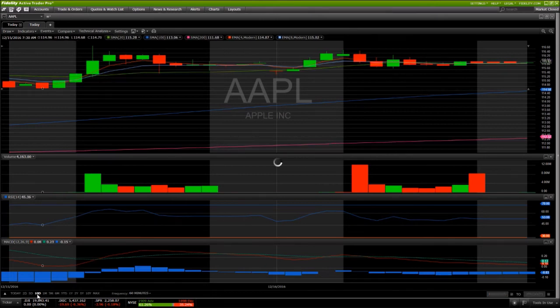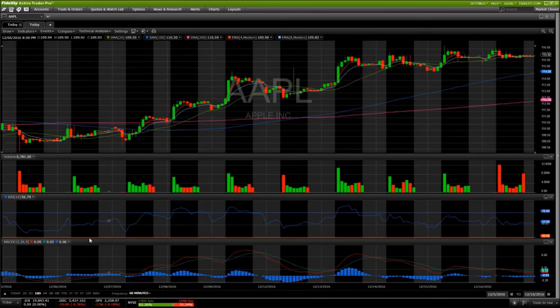Zooming out, the bulls certainly have the trend. Looking at the 10-day time frame, very nice stair-step pattern, higher lows and higher highs, showing the bulls are in full control. And we will see what next week brings.